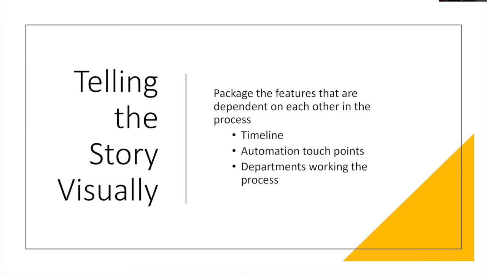Okay, let me share with you some more examples of how you might do different timelines and different mapping structures. We want to tell the story very visually. We want to package the features that are dependent on each other. So we have the timelines and the automation touches and the departments that are working with it, so they have an understanding of where they're going to be impacted and at what point.